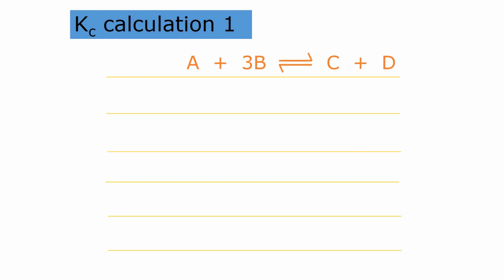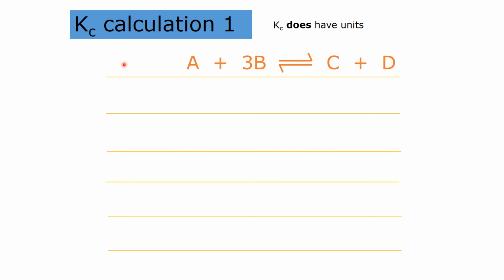Let's take a look at some calculations then. This is a Kc calculation in this first particular example where I've got 1 mole of A reacting with 3 moles of B forming C and D. Equally, there is a reaction between C and D, the products, to reform the reactants. So C and D can react to form A and 3B.